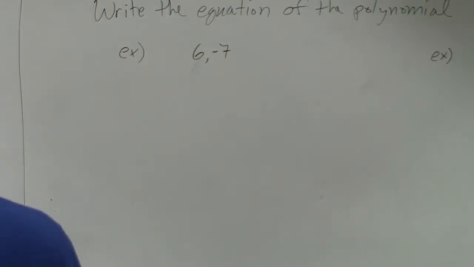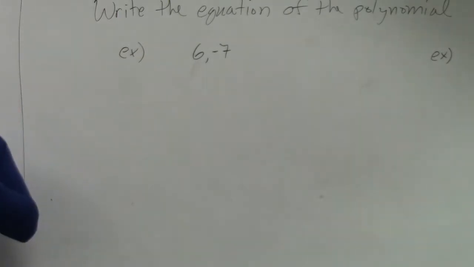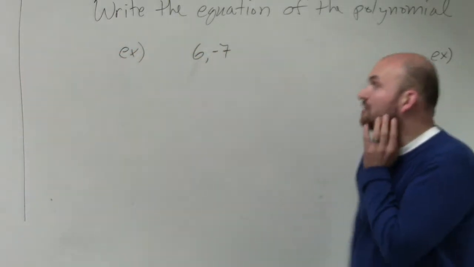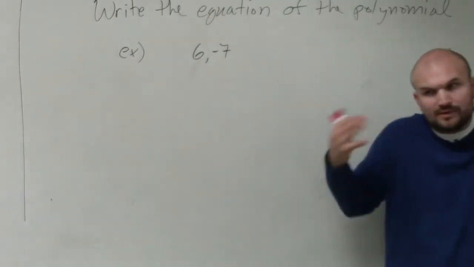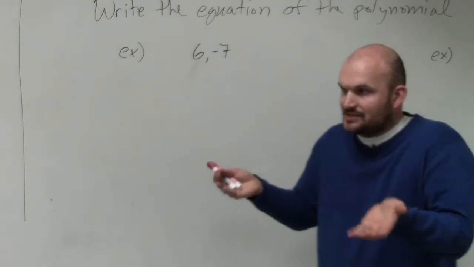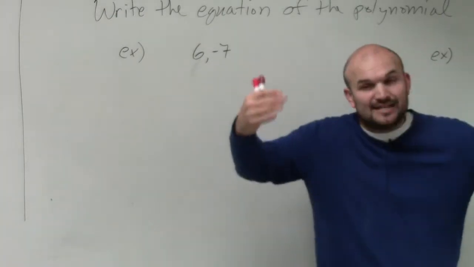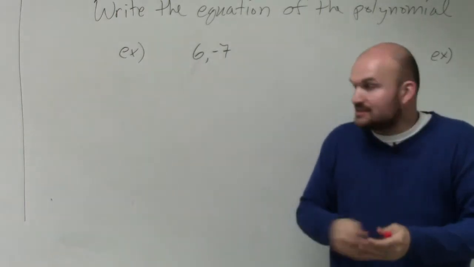So the next example that we're going to go through is 6 and -7. Basically what we're doing in this example is we're trying to write the equation of the polynomial, given our zeros. If you guys remember, when you had your last test and you solved, you got x equals something, right? That's what the answers are supposed to be. X equals, that's where the graph crossed the x-axis.